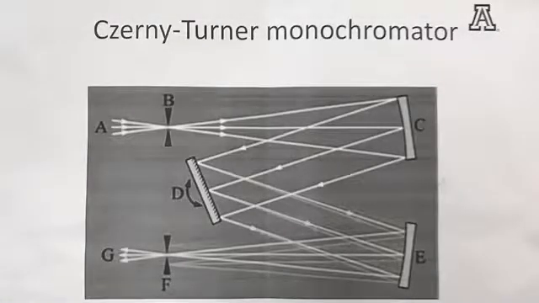So in this section of the lab, we examined a Czerny-Turner monochromator, and we looked at the difference that the rotation angle of the diffraction grating inside the system has on the output image and its power.